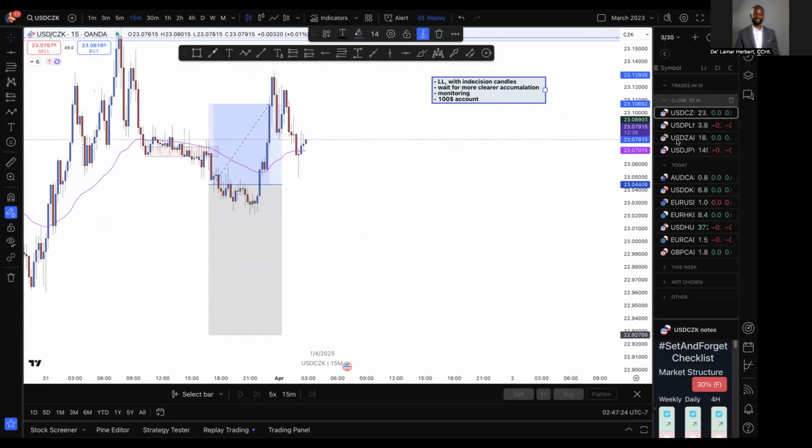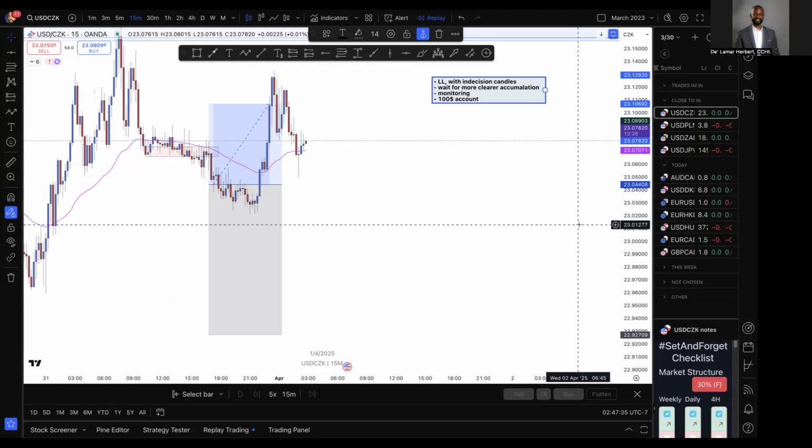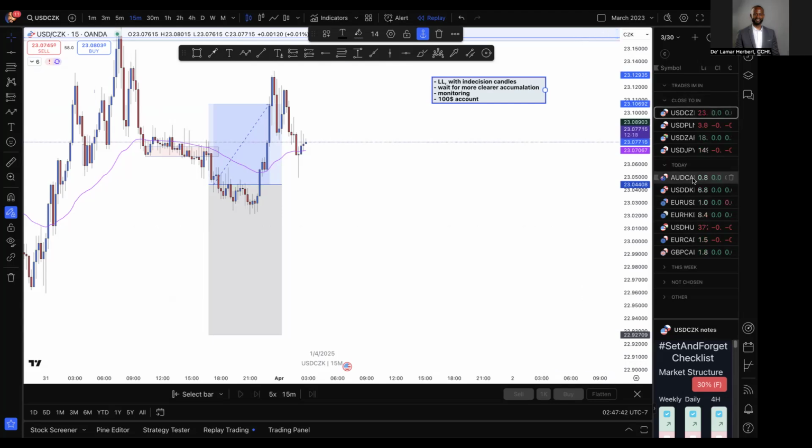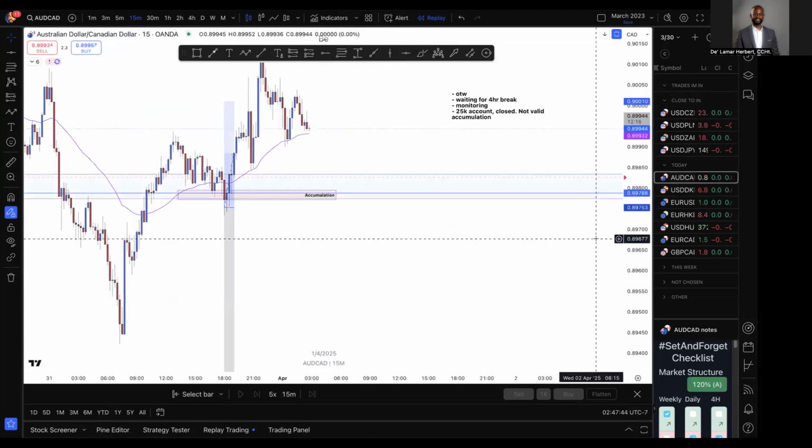All right, so those are my trades for today. We have 4 that are more ready. They're all USD pairs, in my opinion. And then the rest here, we got 1, 2, 3, 4, 5, 6, 7 that are becoming more ready today. I'll do trade breakdowns for both USD CZK and AUD CAD, and I'll post those individually.